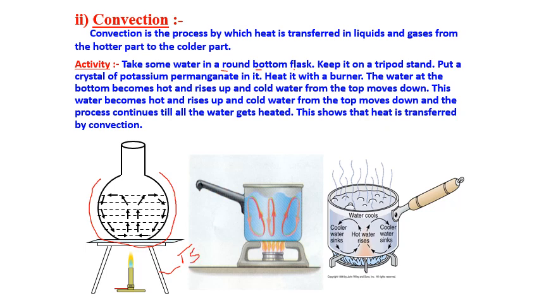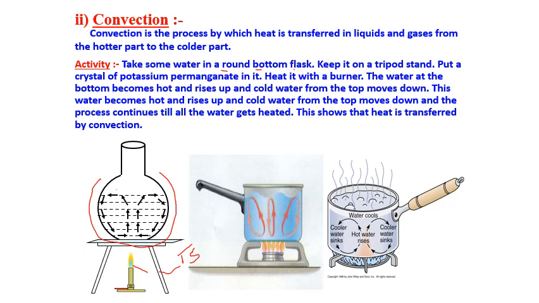Now put a crystal of potassium permanganate in it. Potassium permanganate is a chemical substance. Heat it with a burner. Now here is the burner, you can see. So, repeat. First we are taking a round bottom flask. Number two, we are taking some water in it. Now we are heating this water by putting some crystals of potassium permanganate in it. Heat it with a burner.